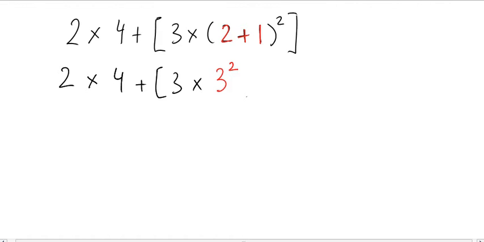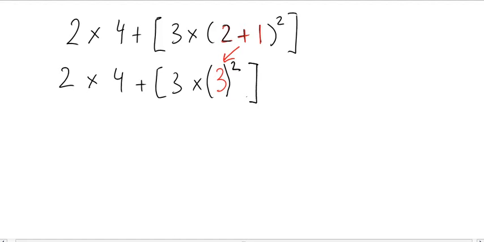The squared hasn't changed. I can even put it in brackets. The squared hasn't changed. I'm going to actually not put it in red, therefore. Squared. So all I did here was write 2 plus 1 as 3. And you can't forget the squared because it's still there.